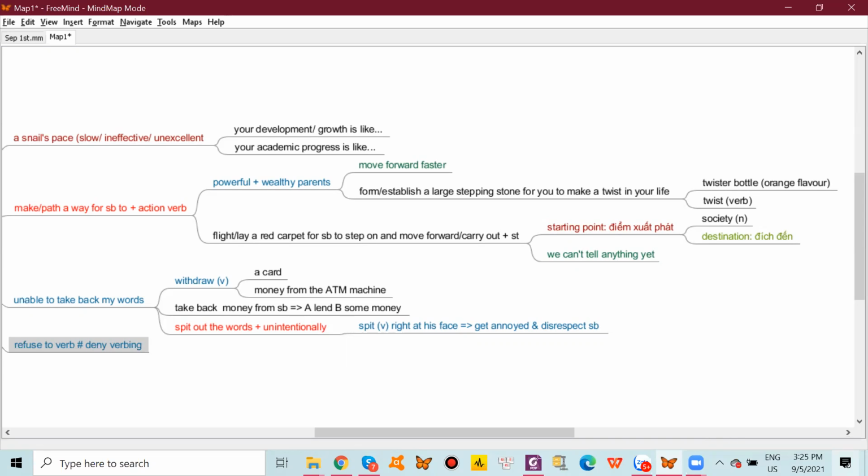For example, yesterday I took my mother's money because I couldn't go to the ATM machine to withdraw some money. So I decided to take my mother's money, and then my mother asked me who took her money. So I just denied. I said that I didn't take your money. I denied taking your money.